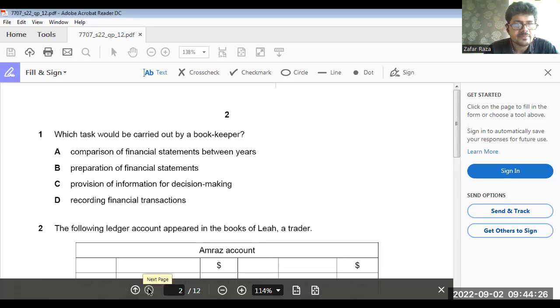Next. Now, which task must be carried out by a bookkeeper? Comparison of financial statement between 2 years? No. Preparation of financial statement? No. Provision for information for decision making? No. Then D option is left, that is recording financial transactions.